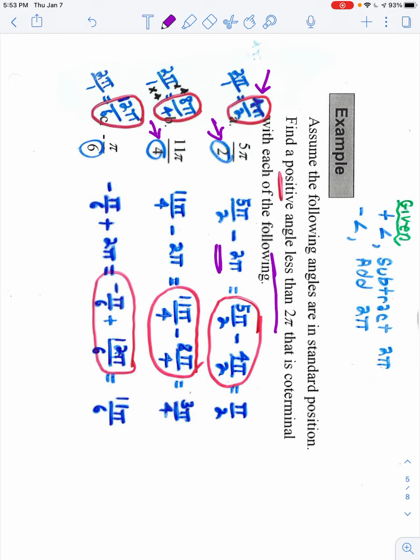When we have a denominator of 4, 8 pi over 4 is 1 revolution, or 2 pi. And since 11 pi over 4 is more than 8 pi over 4, we subtract 2 pi, or 8 pi over 4, and our answer is 3 pi over 4. Negative pi over 6: when that denominator is 6, 1 revolution is 12 pi over 6. So since my original angle is negative, I need to add 2 pi, or 12 pi over 6, and I get 11 pi over 6.